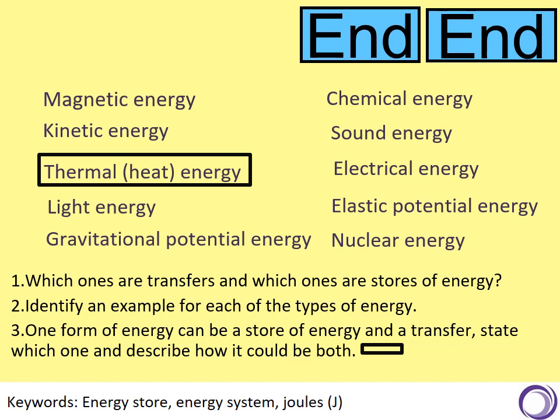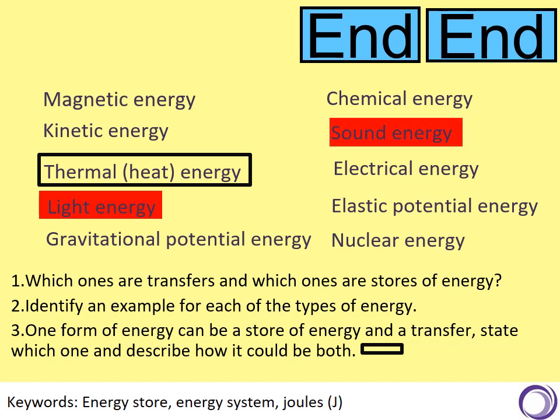So question 1 then, which ones are transfers, which ones are stores? I'm just going to mark the rest of the transfers now because there's only 3 more. So light energy is a transfer. So if something is glowing white hot, light energy is the energy that's being transferred away from it. So it's not an energy store. We don't store light energy.